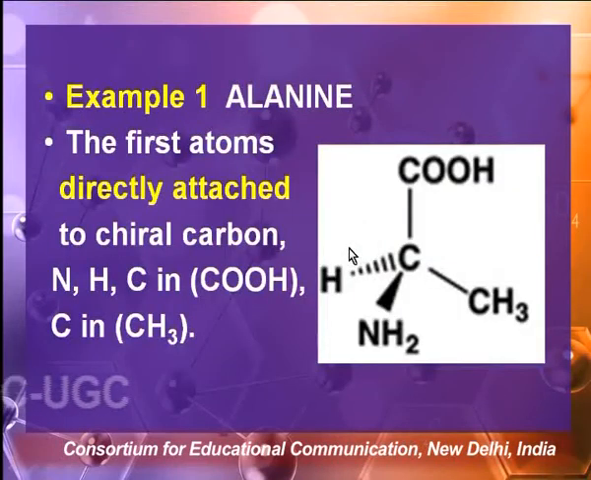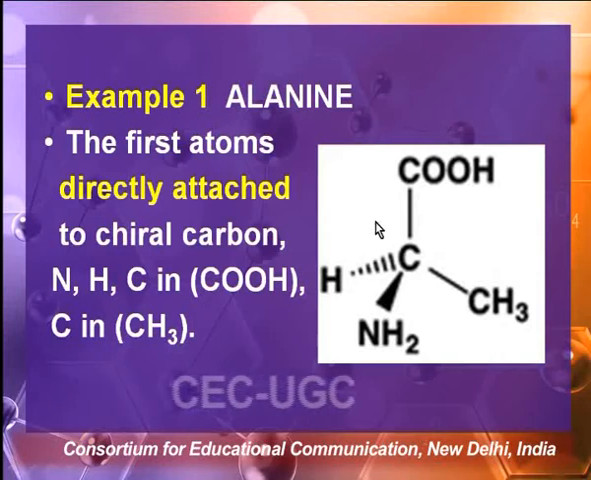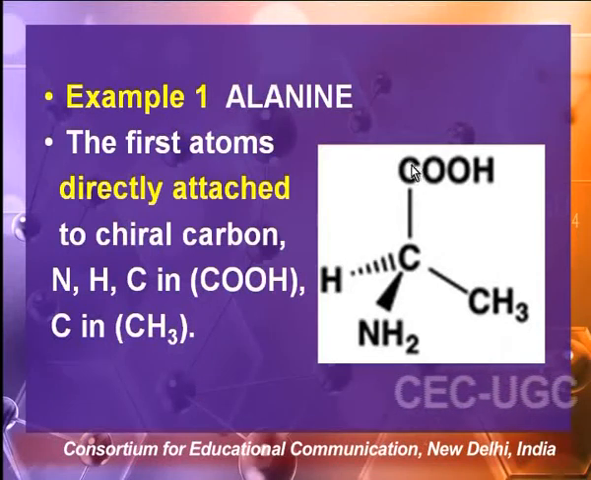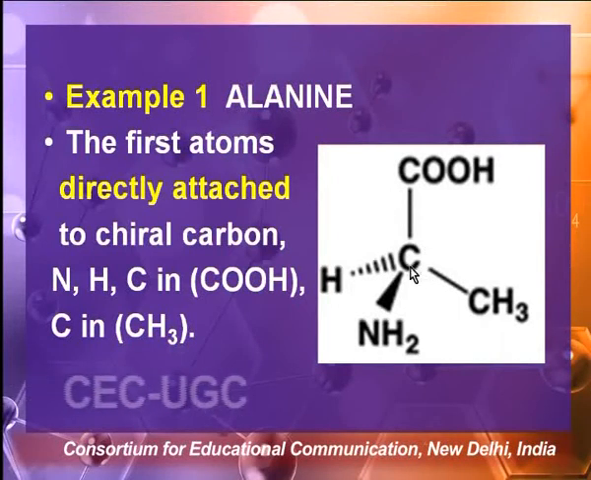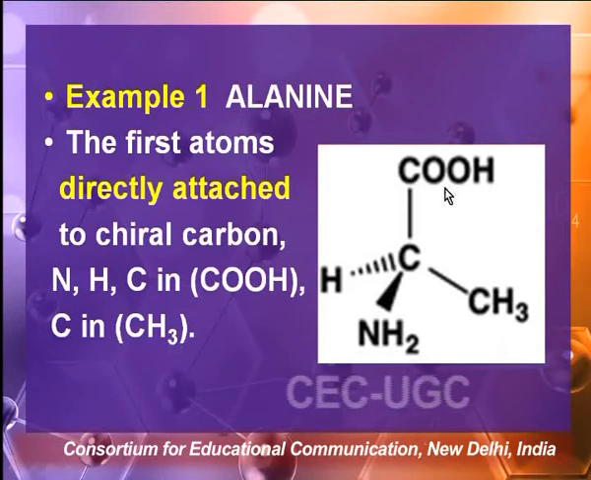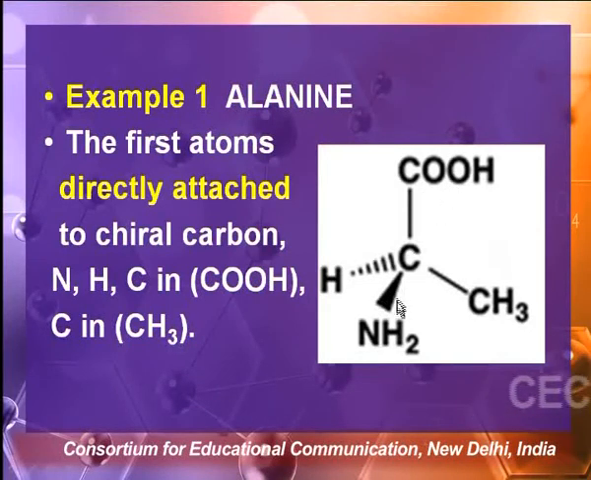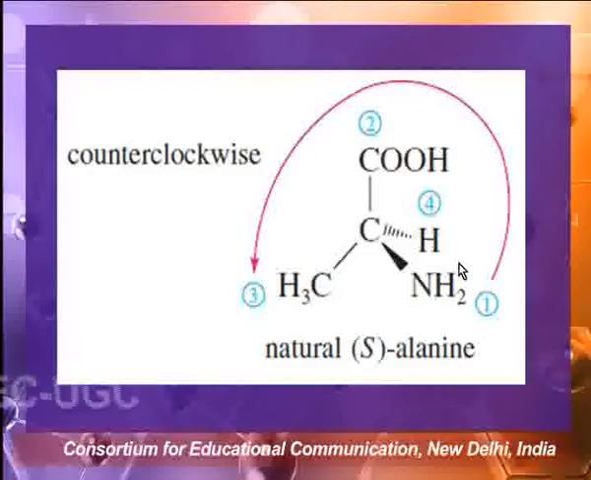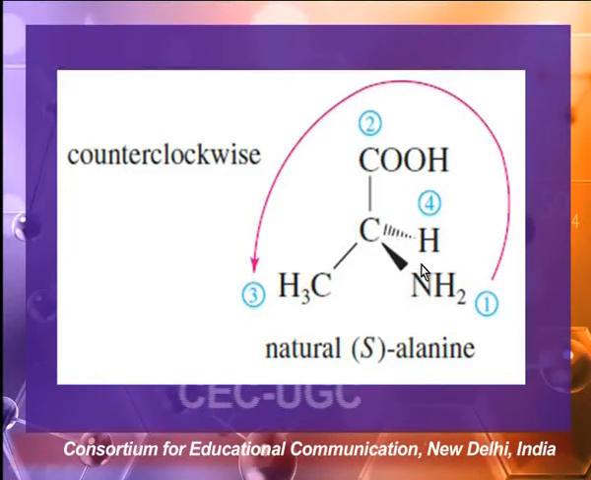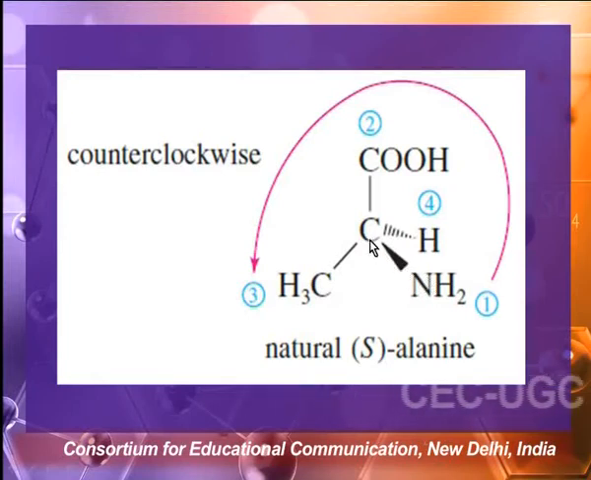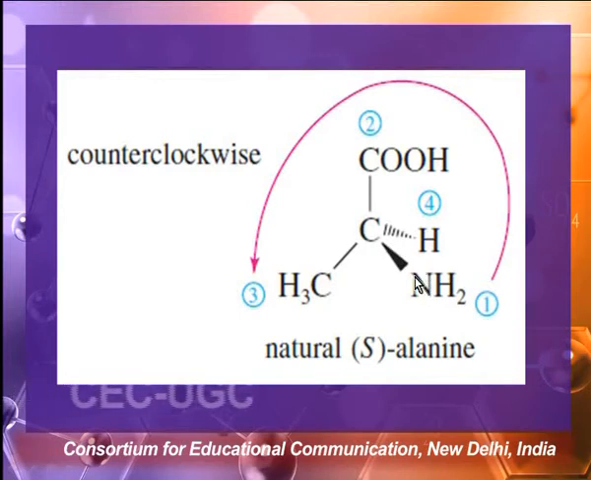Now here I have taken an example of alanine. And you know, alanine is the simplest amino acid which is optically active. In this, the chiral carbon is attached to a carboxylic group, a hydrogen, an NH2 group and a CH3 group. So when we look into these groups, we find that N of the amino group is directly attached to carbon, and its atomic number is 7. So this group has highest priority. And H has lowest priority since its atomic number is 1. So there is no ambiguity here.